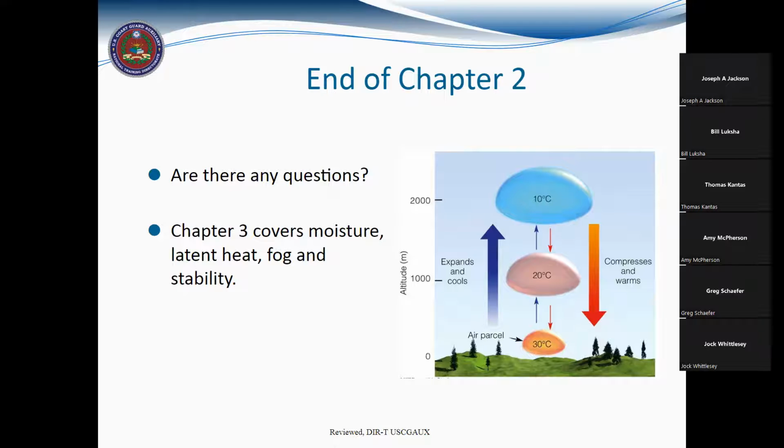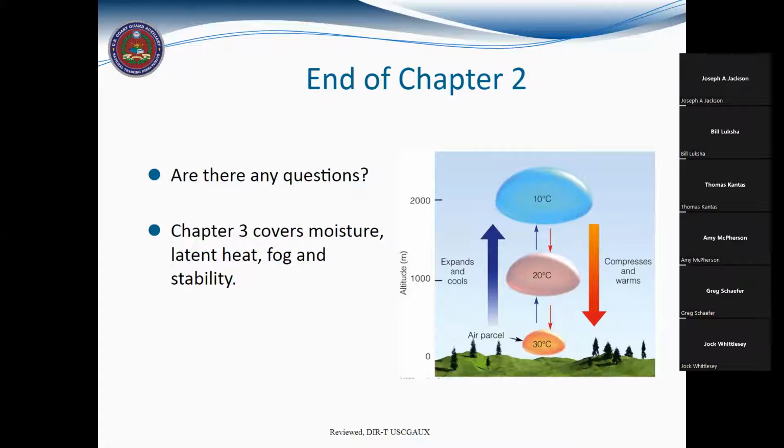Bill Luckshaw, number 10. Cyclonic wind flow is? Clockwise in the southern hemisphere. Yeah, that's a tricky one. You have to go back and think. Thomas Cantus, number 11. The jet stream is? Unmute yourself, Tom. The jet stream is a high altitude wind current, C. Absolutely correct. Amy McPherson, unmute yourself.